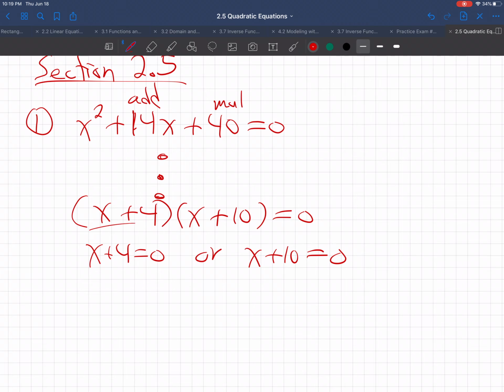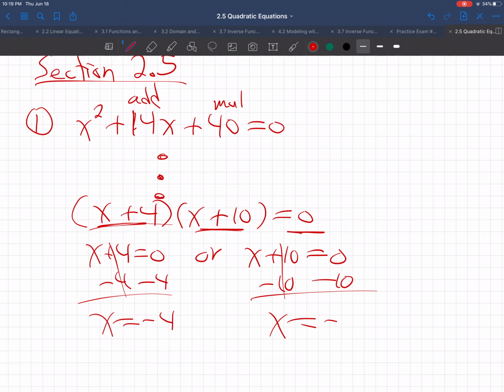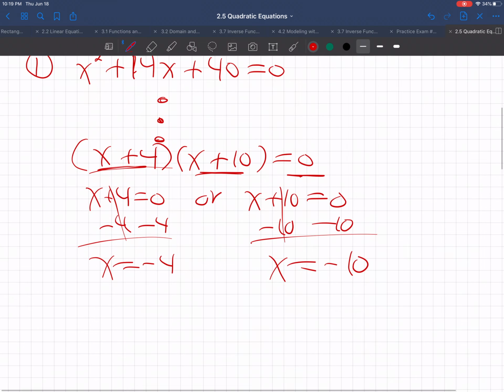That's because two things are multiplying to equal 0. So if two things multiply to be 0, either one can be 0. Subtract 4, boom. Subtract 10, boom. So there's the answers. And that's it. That's all I mean by notes. And then on you go with number 2.